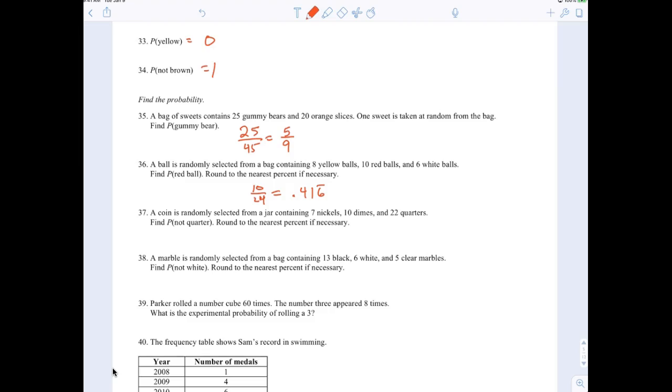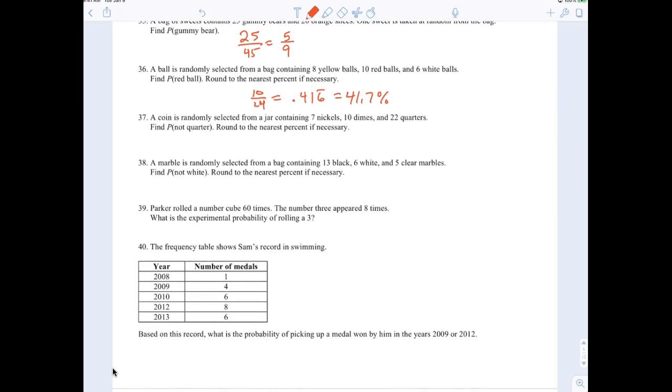Okay, so it says, what percent would this be then? That's a decimal. What percent would that be, Carter? 41.6%. I would probably say 41.7%, but if you did 0.6, that wouldn't be too bad. But you understand why it's 0.7, right? Okay, 37. You're up.